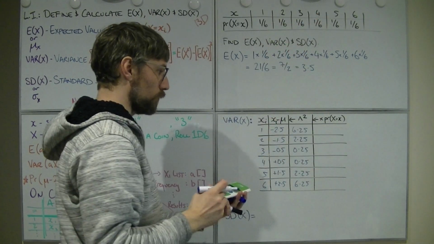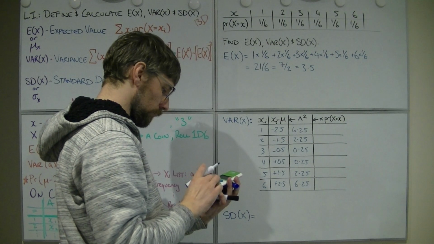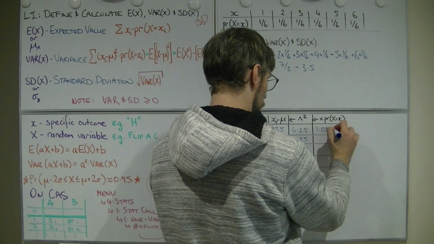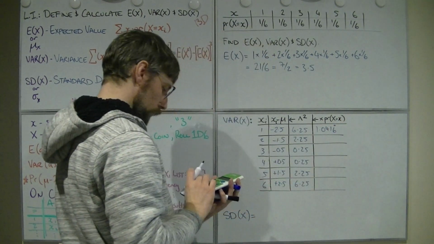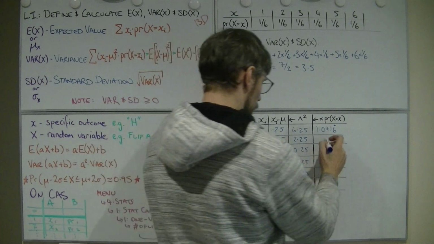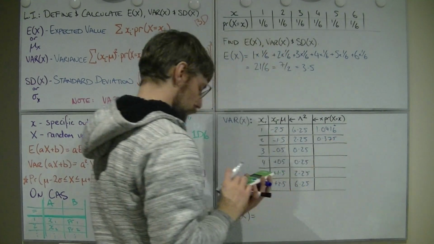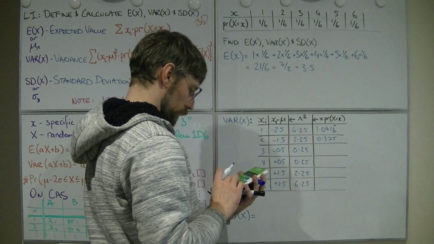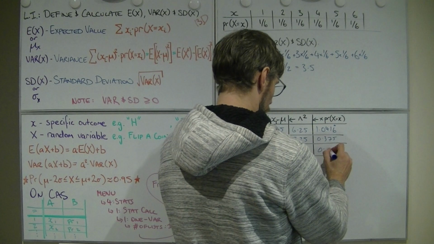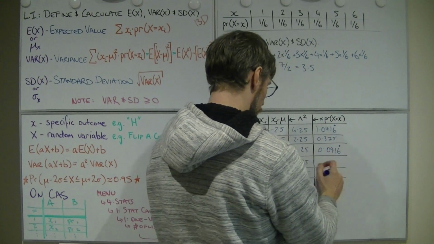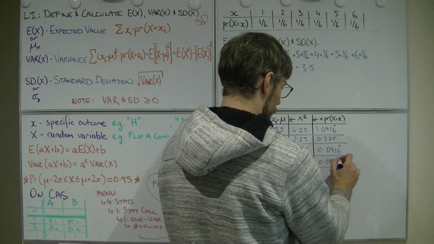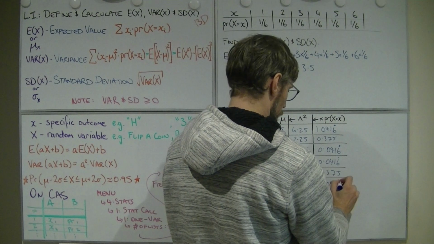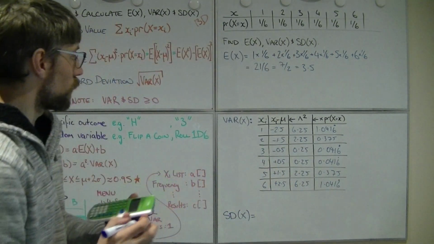Well, in our case, everything's 1/6. So 6.25 divided by 6 gives me 1.0416 recurring. 2.25 divided by 6, 0.375. 0.25 divided by 6, 0.0416 recurring. And these will all be the same. 1.0416. Okay, so we've got all that.